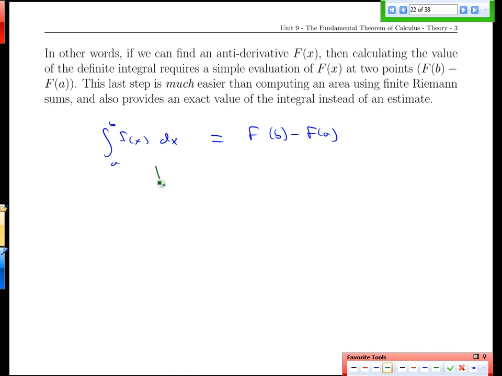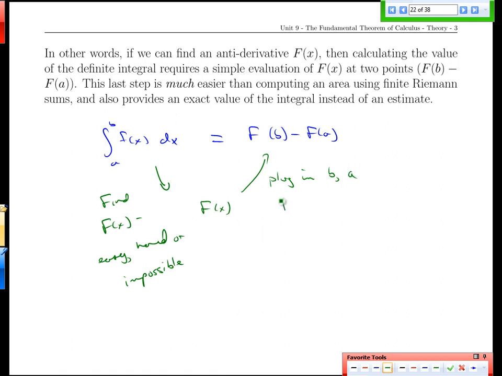Along the way, we're going to have to find f of x, find capital F of x here. And that can be easy, it can be hard, or it can actually literally be impossible, at least to get a closed form for it. And then we are going to plug in the b and the a here, and that is always easy.